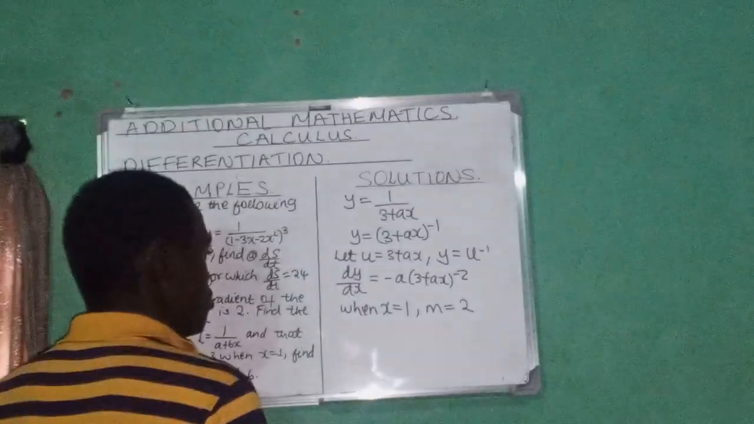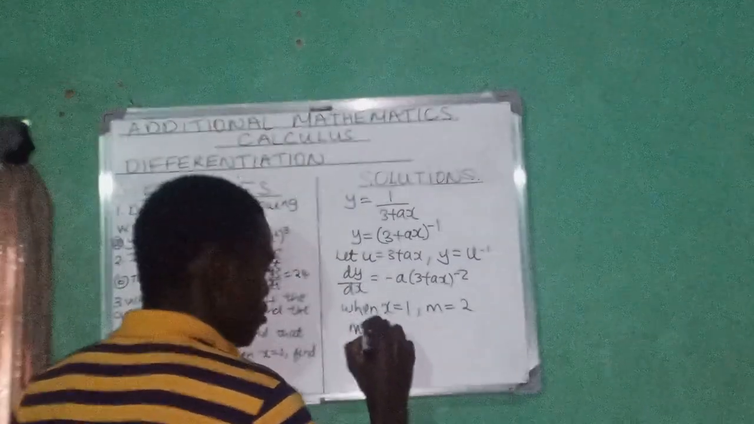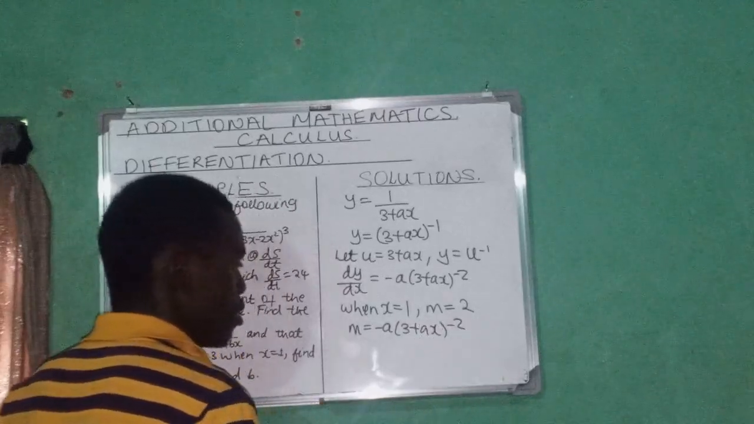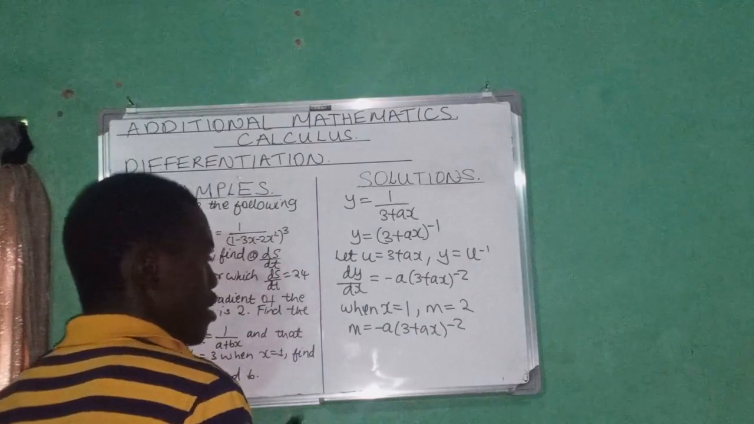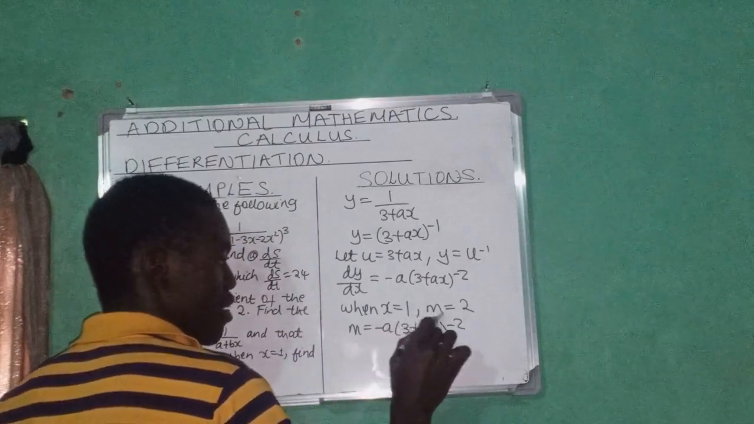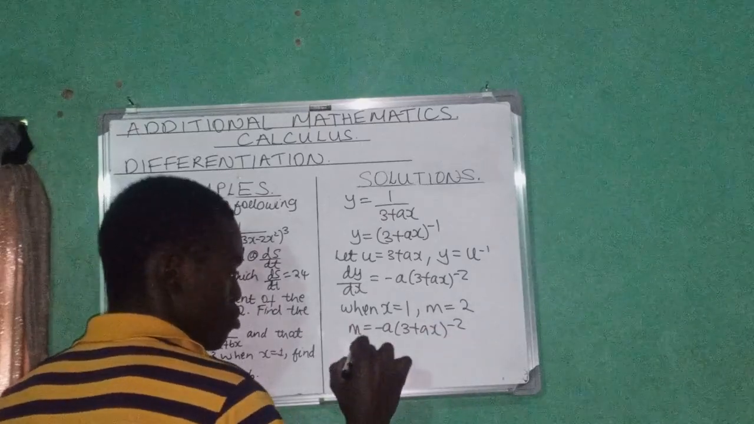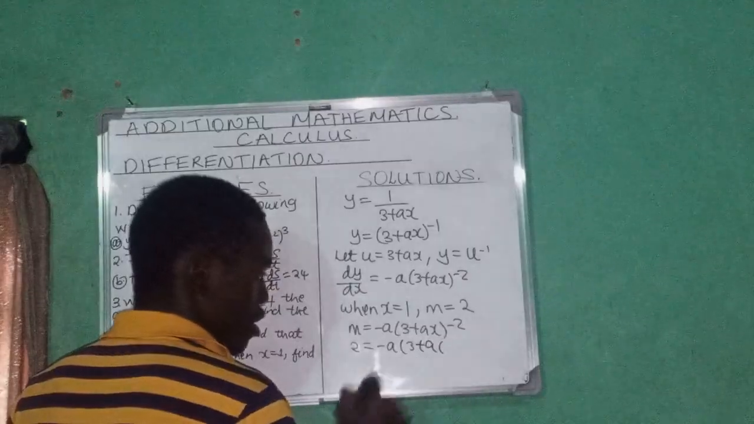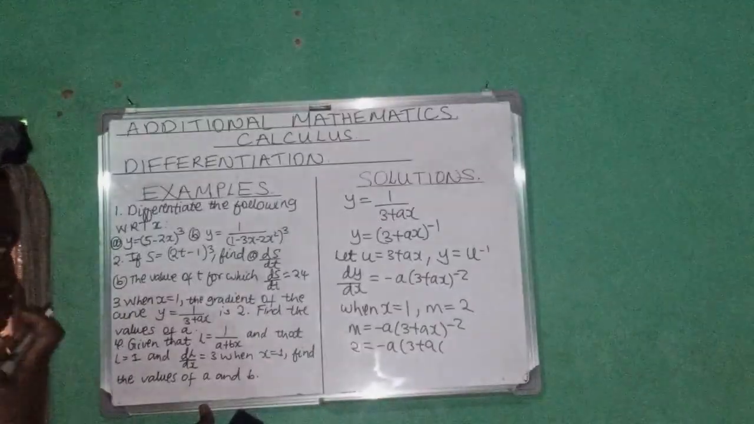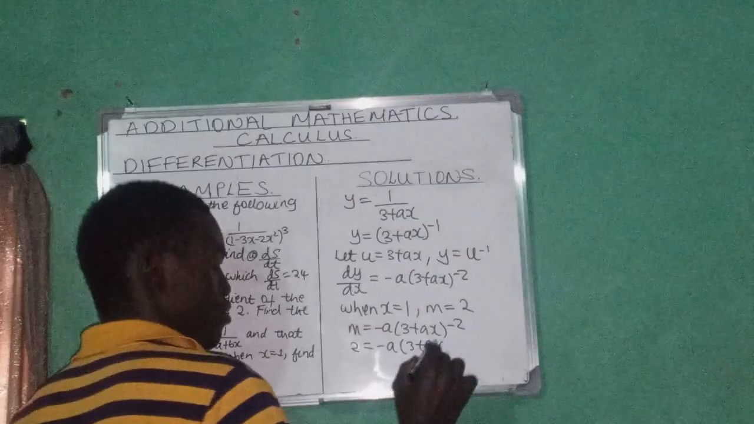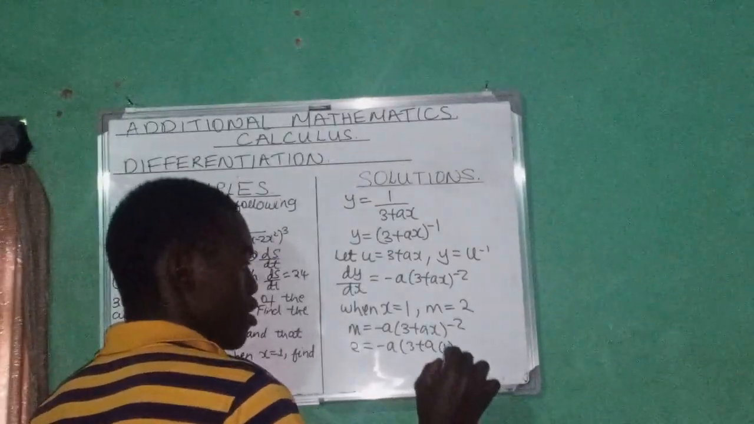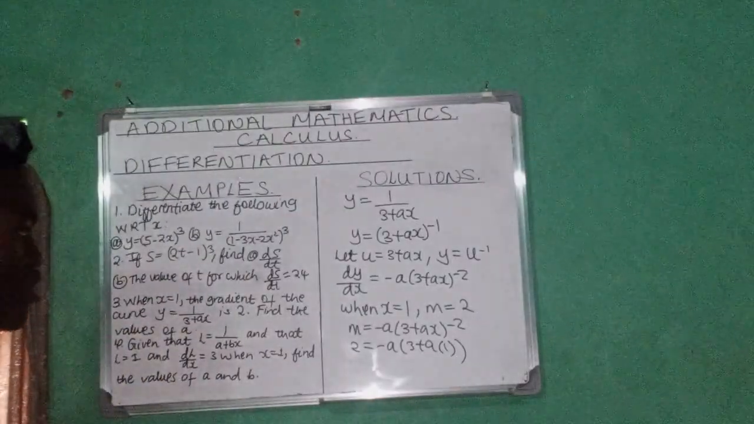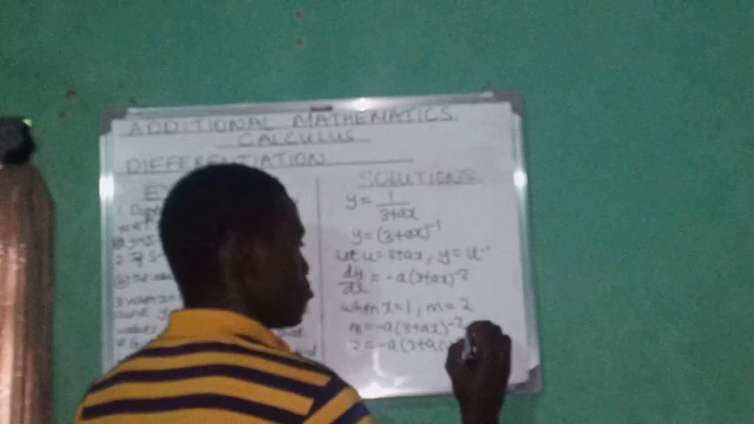So you're going to say that your m is equal to negative a multiplied by (3 + ax) raised to the power negative 2. Okay? And then we're saying let x be equal to 1 and m be equal to 2. So 2 is equal to negative a multiplied by (3 + a times positive 1), and as we saw, all of this is being raised to the power negative 2.